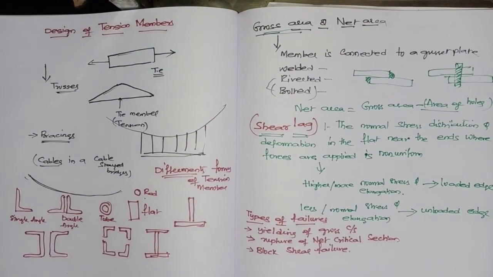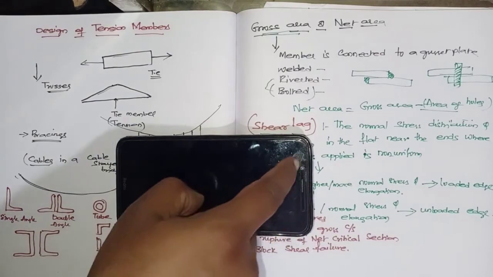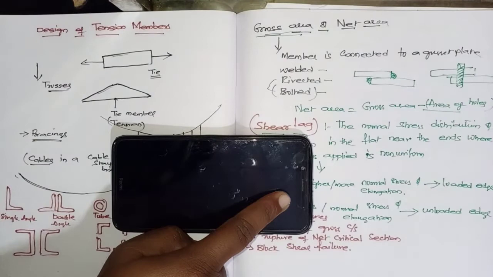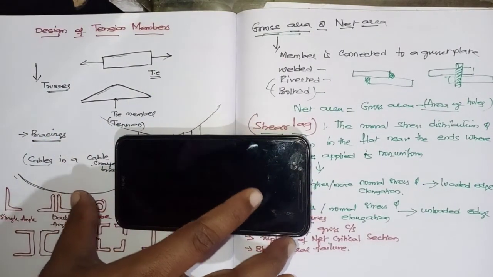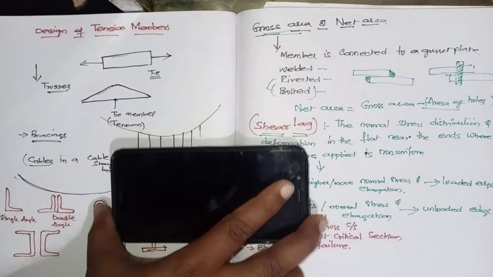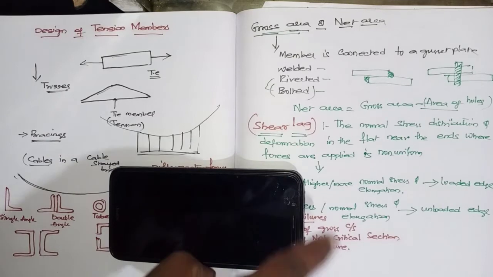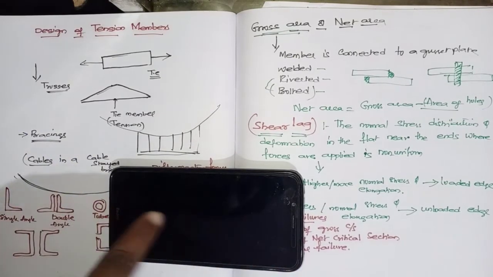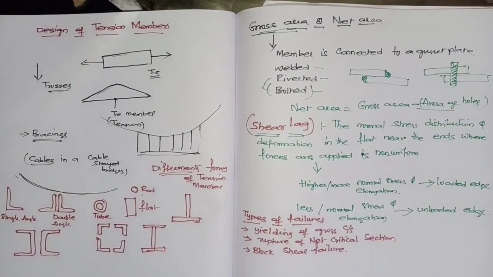Next, we have seen the definition of shear lag. Suppose a member is there and I am applying the load at its edge. When I apply a tensile load at its edge, a stress distribution develops within the member. The stress and deformation in the flat near the ends where forces are applied are more than where forces are not applied. That is, a non-uniform stress distribution develops. That is nothing but shear lag, right?